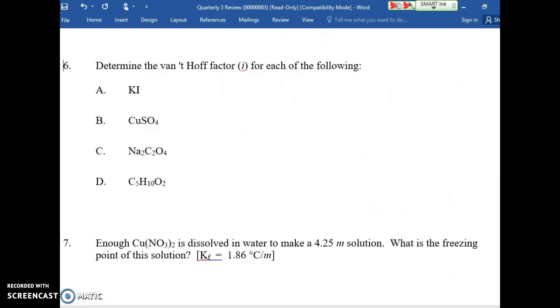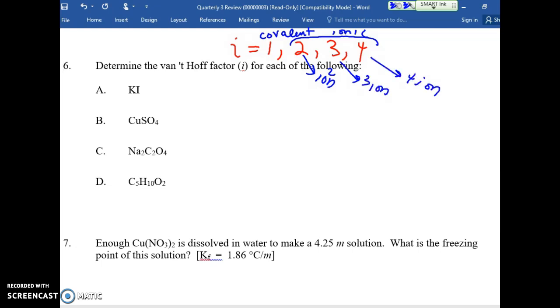Number 6 and number 7 are essentially the same question. Number 6 is specific. It wants you to identify the i value, the van't Hoff factor, for a compound. It could be 1, 2, 3, or 4, recall. Remember, if the value is 1, it's covalent, which means all nonmetals. It's a good simplification. 2, 3, and 4 are ionic compounds, 2 meaning 2 ions, 3 meaning 3 ions, and 4 meaning 4 ions into which they break up when the substance breaks down in water, called dissociation.